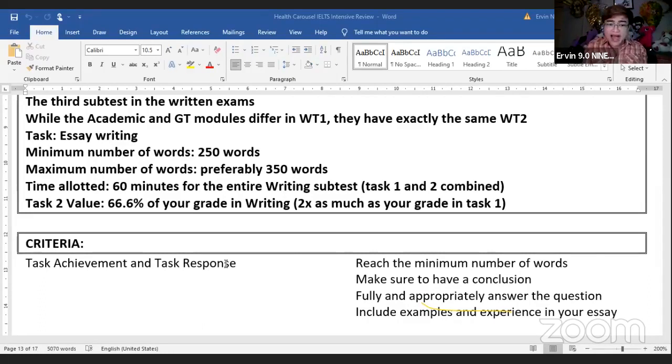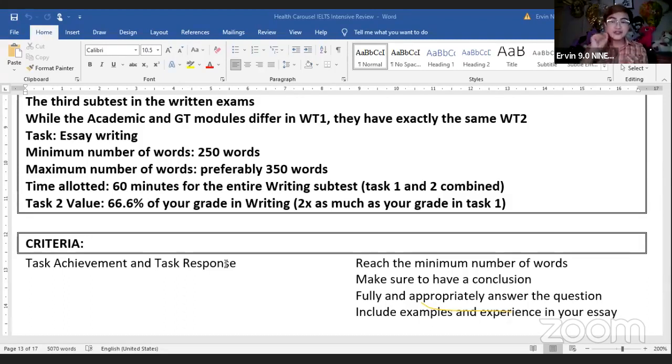Have you ever wondered why in the actual examination you're required to come up with two tasks when in the first place it could have been one? It's very simple logic. Task one, no opinion whatsoever. Task two, this is when you are expected to present your opinion. So we call it task response in writing task two. This criterion pertains to your ability to come up with a complete writing task.